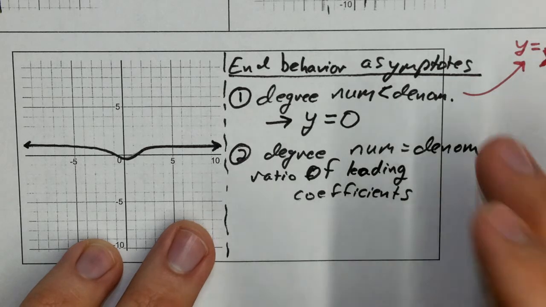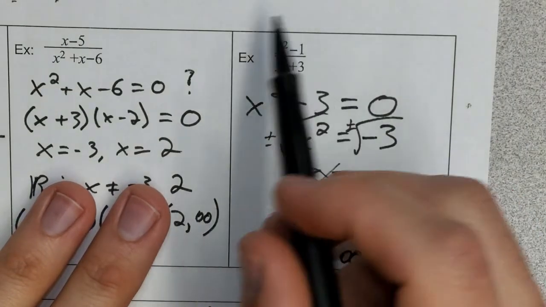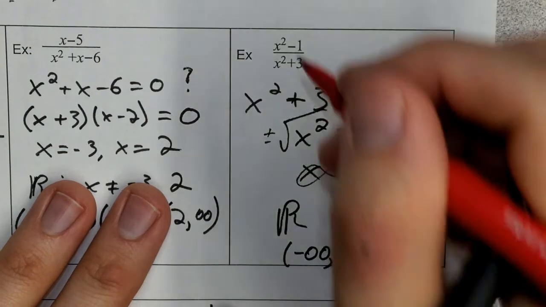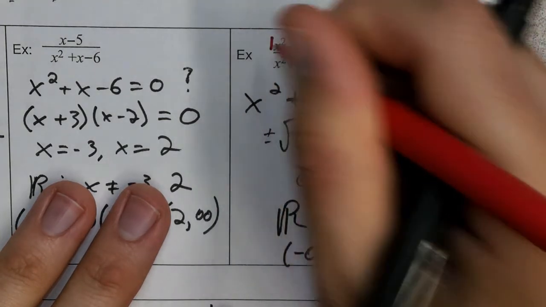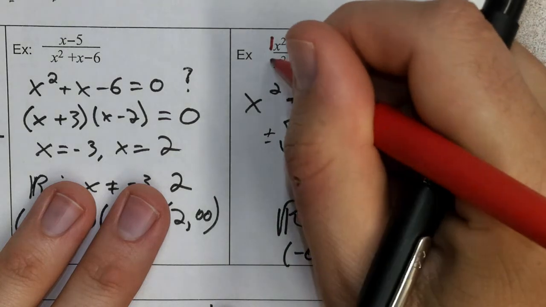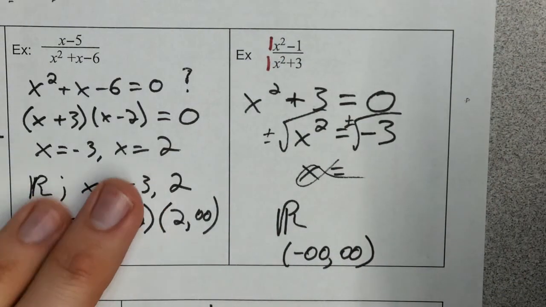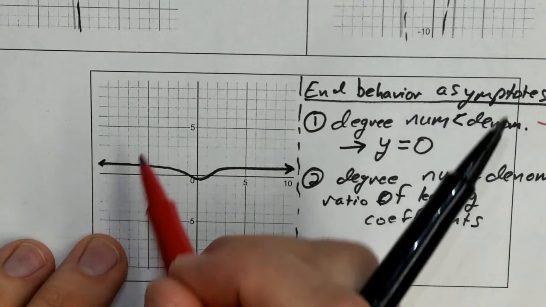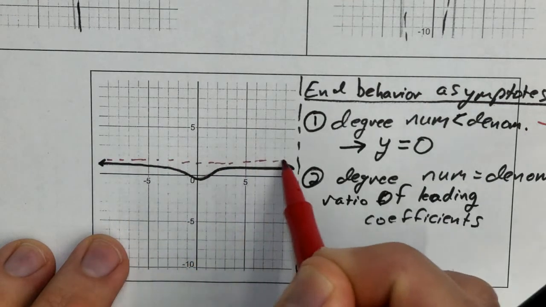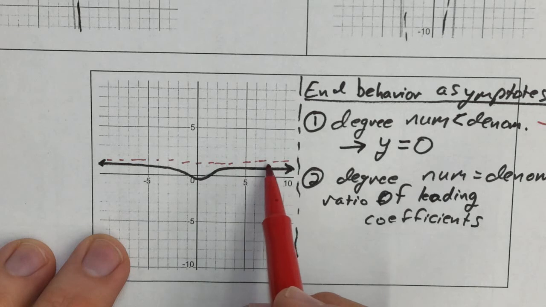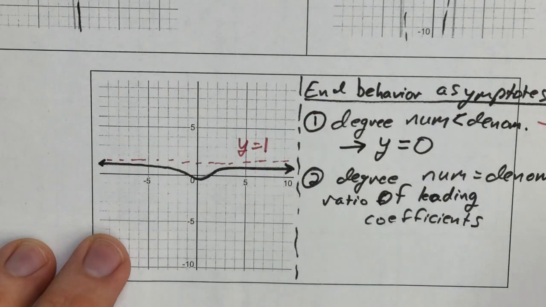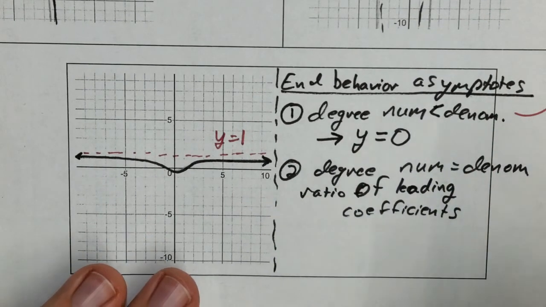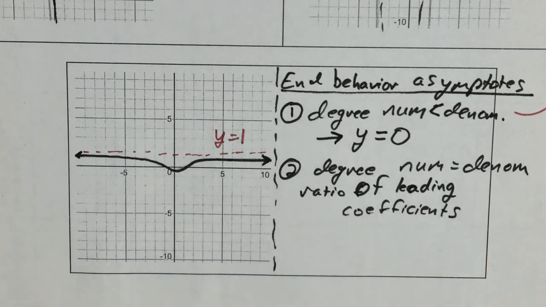Okay. What's an example of that? Well, we have one right here. This third function here. You see the degree on top is the same as the degree on the bottom. So the end behavior asymptote would be at the ratio of the leading coefficients. So here's the leading coefficient on the top, it's 1. Here's the leading coefficient on the bottom, it's 1. So the end behavior asymptote would be at y equals 1. Okay. Here's the graph, and we do see that at y equals 1, the graph approaches that at the ends. So the graph gets close to y equals 1 at the ends of the graph, to the left and to the right. Therefore, y equals 1 is the end behavior asymptote.